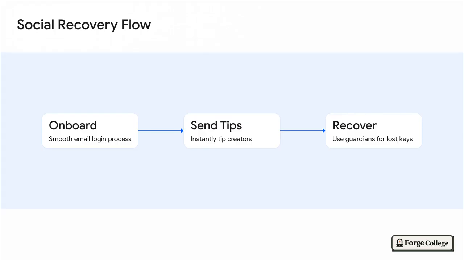In this setup, you onboard smoothly, maybe just an email login. You can send your tips instantly. It's a fantastic, fast path. But if you do lose your key, you have to use guardians, trusted friends, or maybe other devices to recover it. It's a really solid pattern, though you do have to ask yourself a kind of funny question. Do you actually want to bother 3 of your best friends to approve a complex key rotation just so you can recover $5 worth of tip money?